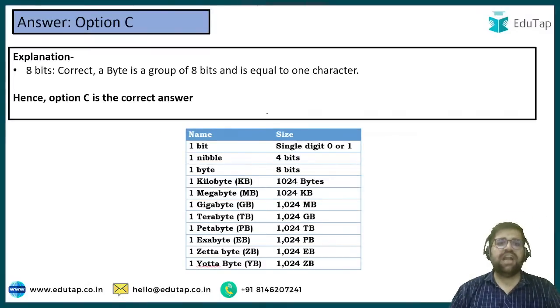Now this is the chart which you have to remember, my friend. A bit is a single digit, 0 or 1, a nibble has 4 bits, and a byte has 8 bits. But mind you, you have to remember one thing. What is the smallest unit of memory? Your answer will be bit.